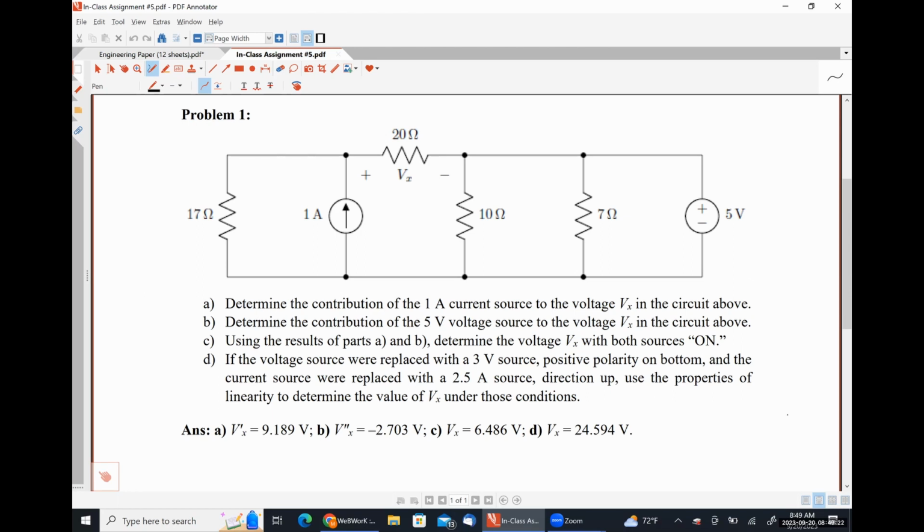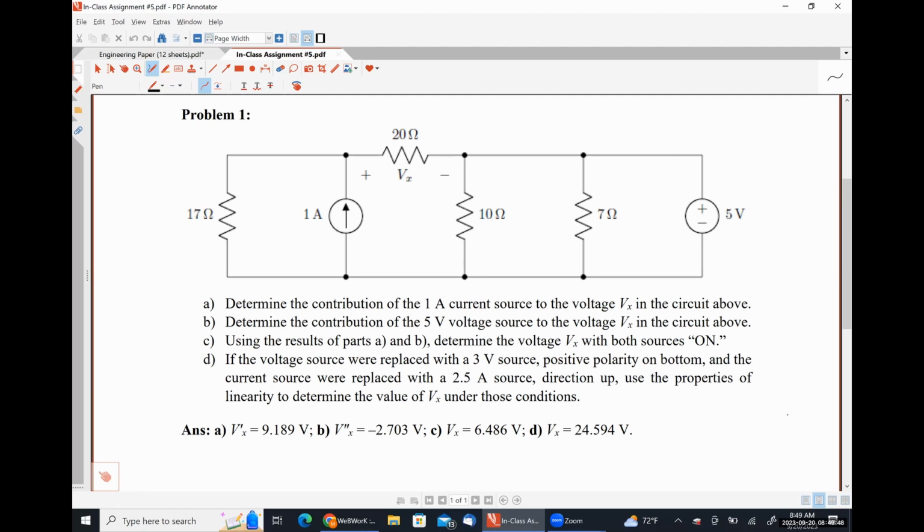For part B, you want to determine the contribution of the 5-volt source to the voltage Vx, which means you leave the 5-volt source on, turn the 1 amp source off, solve for the quantity Vx. Part C says using the results of parts A and B, determine the voltage Vx with both sources on. I'm expecting you to do no circuit analysis whatsoever here, literally just add the results of A and B.